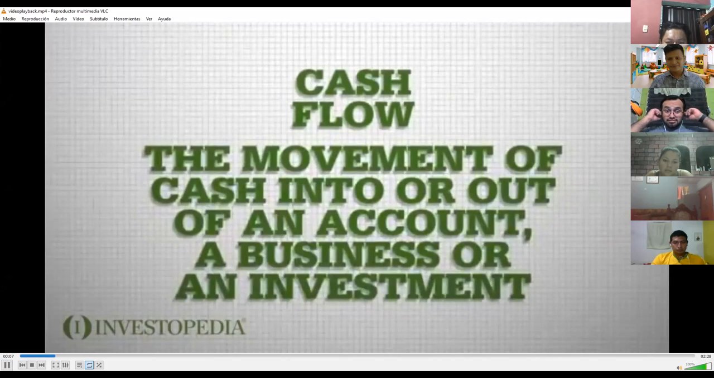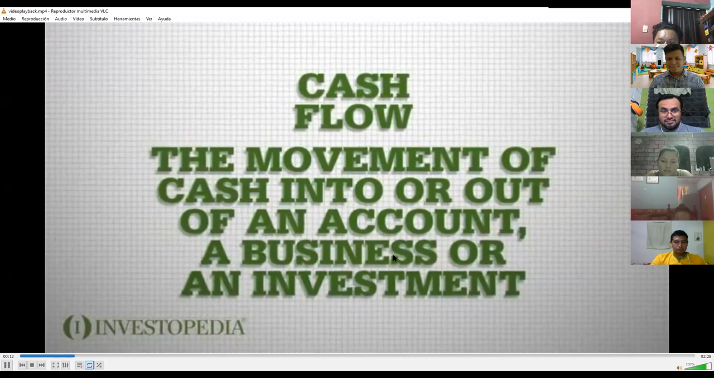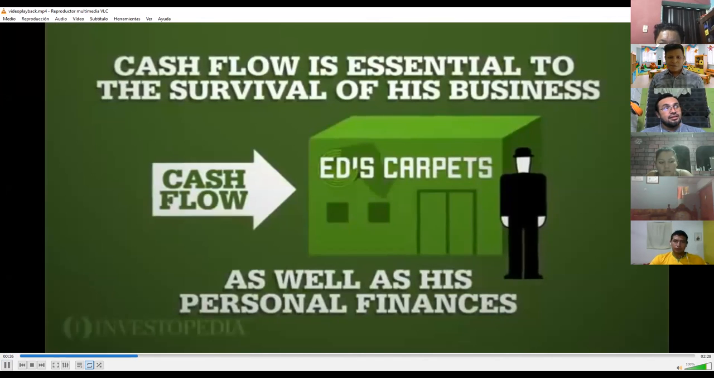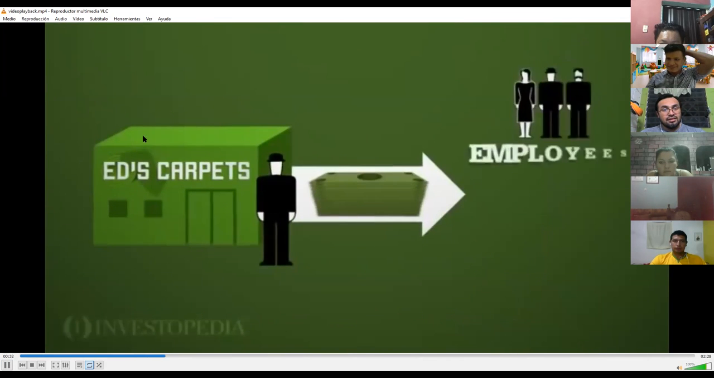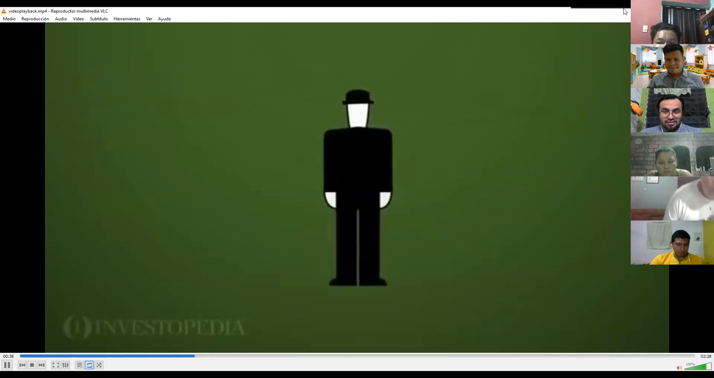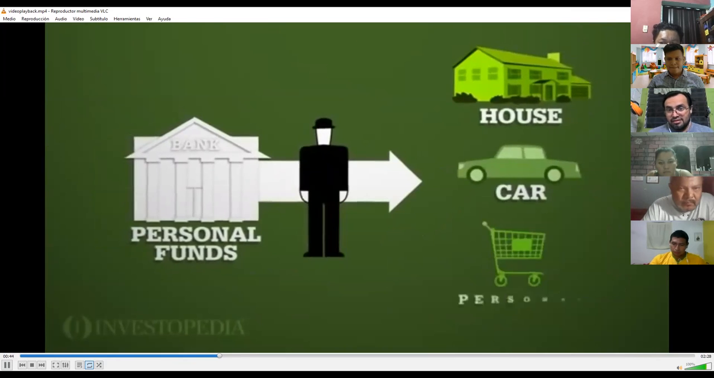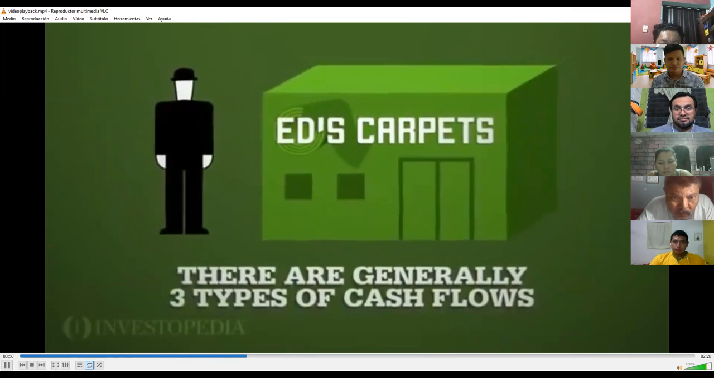Cash flow refers to the movement of cash into or out of an account, a business, or an investment. When cash inflows exceed outflows, this is generally considered to be a sign of good financial health, both for individuals and companies. Ed makes his living running Ed's Carpets. For Ed, cash flow is essential to the survival of his business, as well as his personal finances. Having ample cash on hand ensures that Ed can pay his employees, his creditors, and himself on time, keeping the business afloat. The same goes for Ed. He needs enough cash in his personal bank account to pay for his house, his car, and other personal expenses. Whether we are talking about Ed or his business, there are generally three types of cash flows.